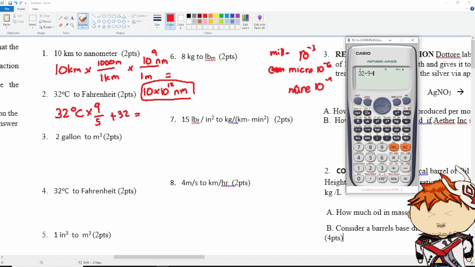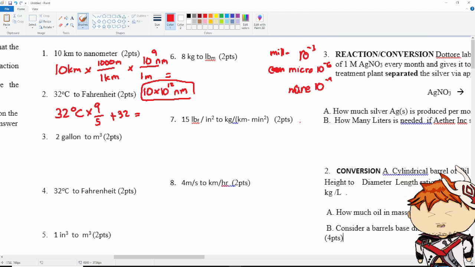9 divided by 5. Okay, 32 times 9 divided by 5 is 57.6, plus 32 is 89.6. Right? 89.6 degrees Fahrenheit. Don't forget the unit, okay?